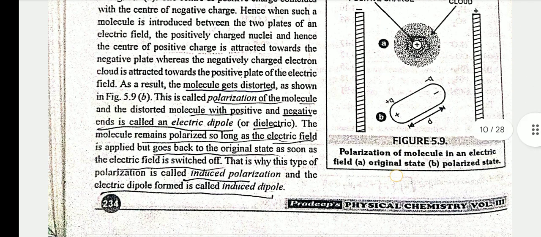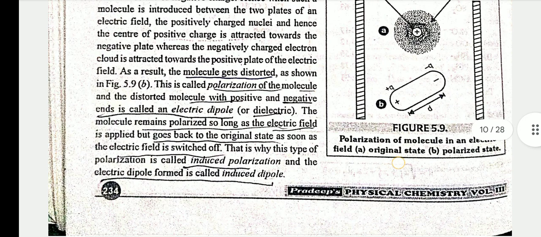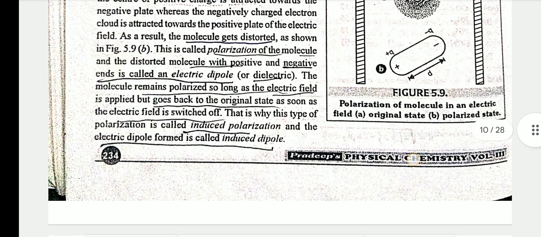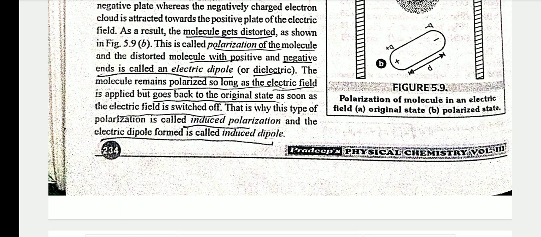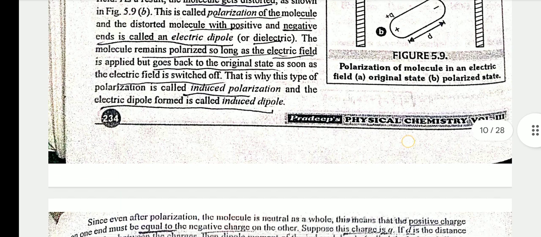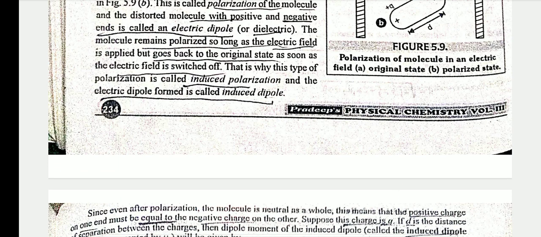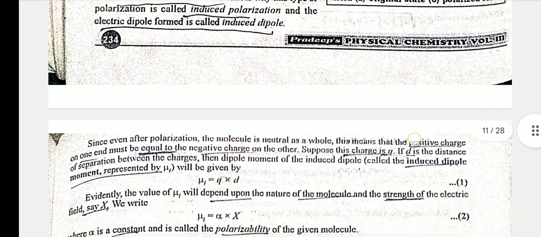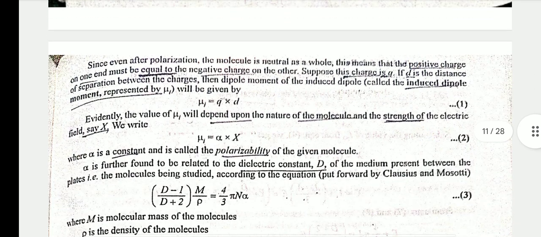This is called polarization of the molecule, and the distorted molecule with positive and negative end is called an electric dipole or dielectric. The molecule remains polarized so long as the electric field is applied, but goes back to its original state as soon as the electric field is switched off. That is why this type of polarization is called induced polarization, and the electric dipole formed is called an induced dipole. Since even after polarization the molecule is neutral as a whole, the positive charge on one end must be equal to the negative charge on the other.